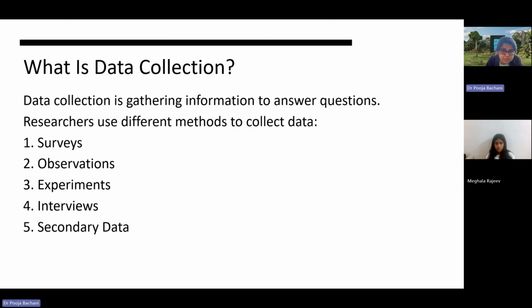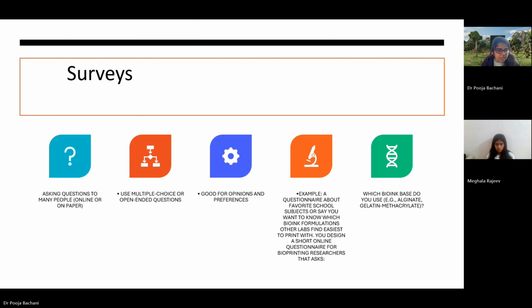So what is data collection? It's kind of gathering information to answer a question. Researchers use different types of collecting data. It can be surveys, it can be observation, it can be experiments, it can be interviews, and it can be secondary data also. It also comes in the range of data collection.